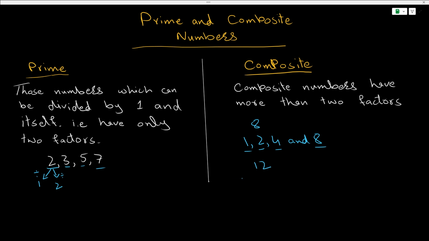We may see another example, that's 12. So its factors are 1, 12 can be divided by 1, 3, 12 can also be divided by 3, 4, 6 and 12. So these are the factors of 12. So 12 has more than two factors. That's why we say 12 is a composite number.